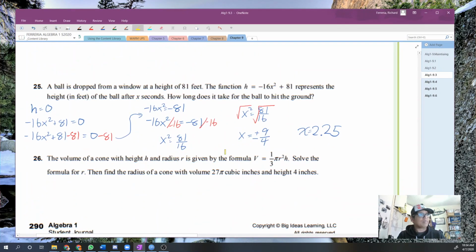Oops. But remember, how do I drop a ball from a height of negative 2.25? Well, you don't. I'm sorry, x is seconds. How does a ball hit the ground at negative 2.25 seconds? I don't know. But 2.25 seconds I do know. So how long does it take for the ball to hit the ground? That is 2.25 seconds.